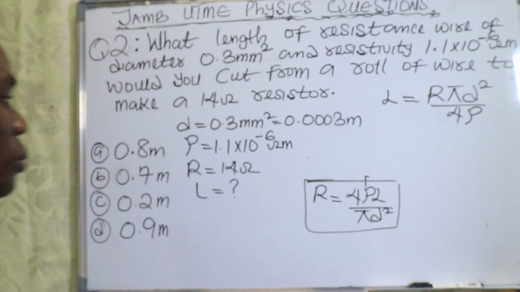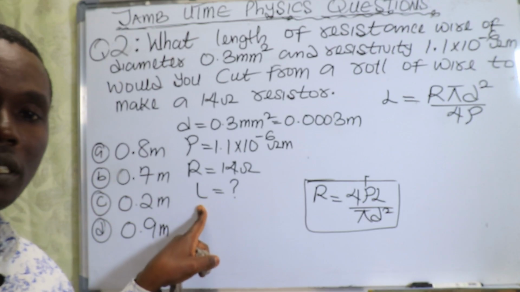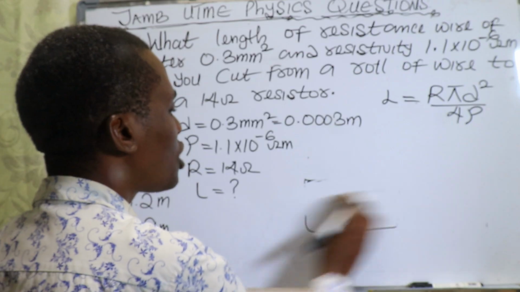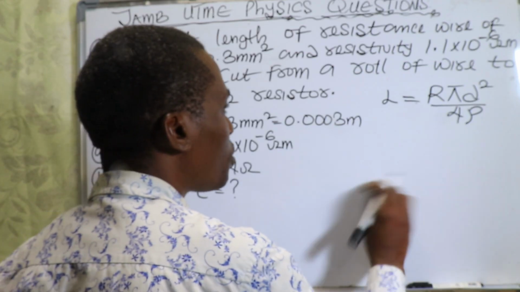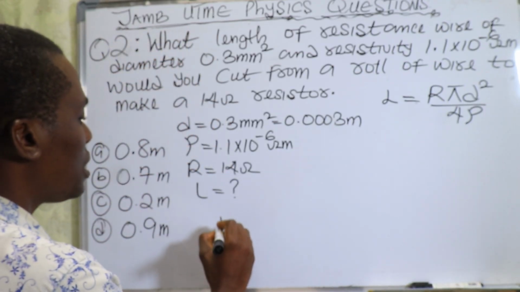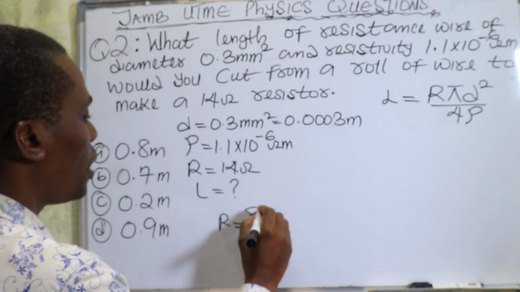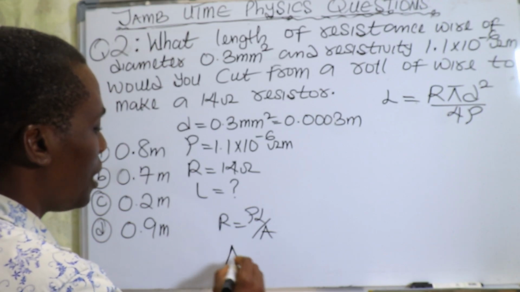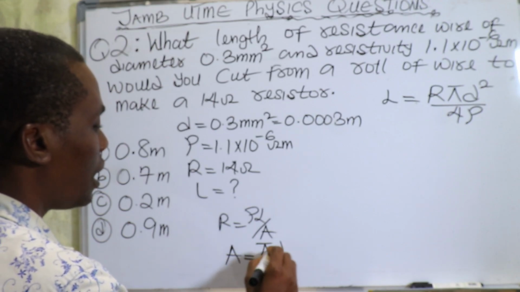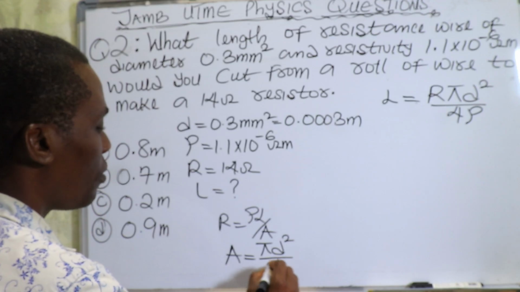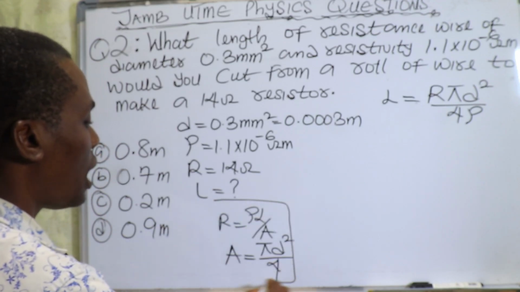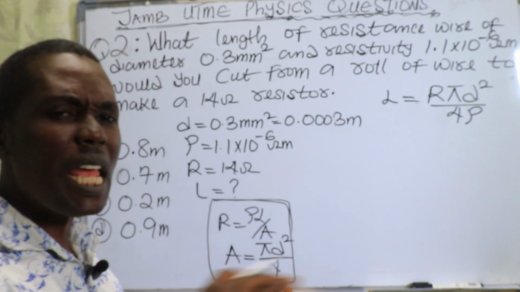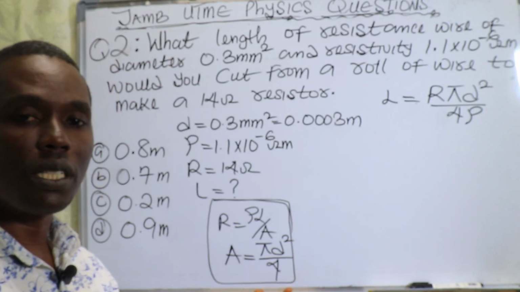Now the formula we will use, because then we can find the length. So you see now, say we don't get the formula. Any question we ask you for resistivity, just take note of two things. The resistance is equal to rho L divided by the area, and remember that the area is equal to pi d square divided by 4. If you take note of these two formulas, and you know how to do change of subject well, you will be able to solve any question under resistivity.